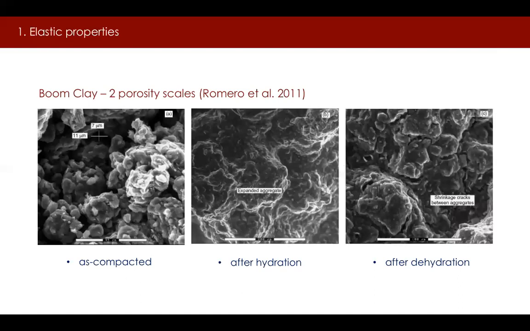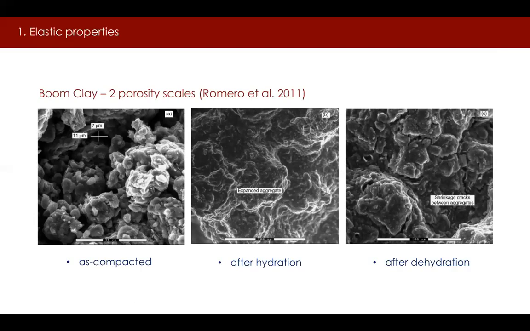This is corroborated by lab tests on different types of shale. Romero et al. showed 2 types of porosity in Boom clay: macroporosity or interaggregate pores, with characteristic pore size on the order of 7 to 10 microns, and microporosity or intra-aggregate pores, with pore size on the order of tens of nanometers. The left image on this slide shows a statically compacted Boom clay obtained from environmental scanning electron microscopy, or ESEM. The dark regions are the interaggregate pores.